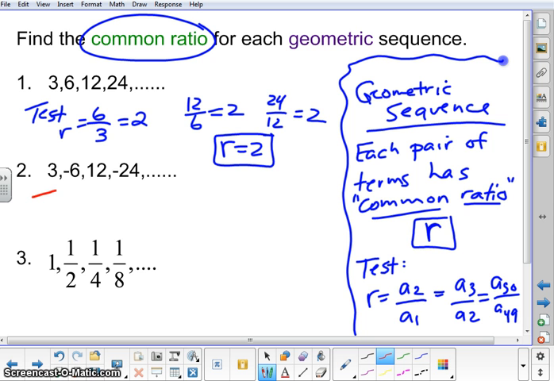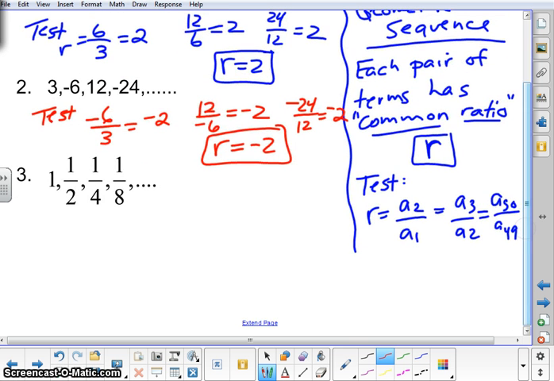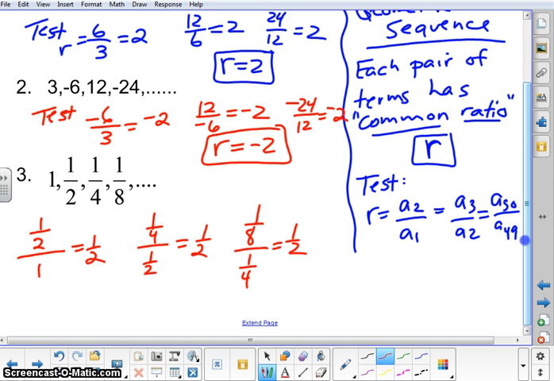Okay, so this one we have a test where we take the second one divided by the first, you get negative 2. The third divided by the second, you get negative 2. So as you can see, we are going to get negative 2, and hopefully you got that on your own. And then the last one, again, fractions always seem to cause a little more stress, but you take the second one divided by the first, and that simplifies into 1/2. Same as 1/4 divided by 1/2 is also going to give you 1/2. And finally, the 1/8 divided by 1/4 gives you 1/2 as well. So the final answer is a common ratio of 1/2.